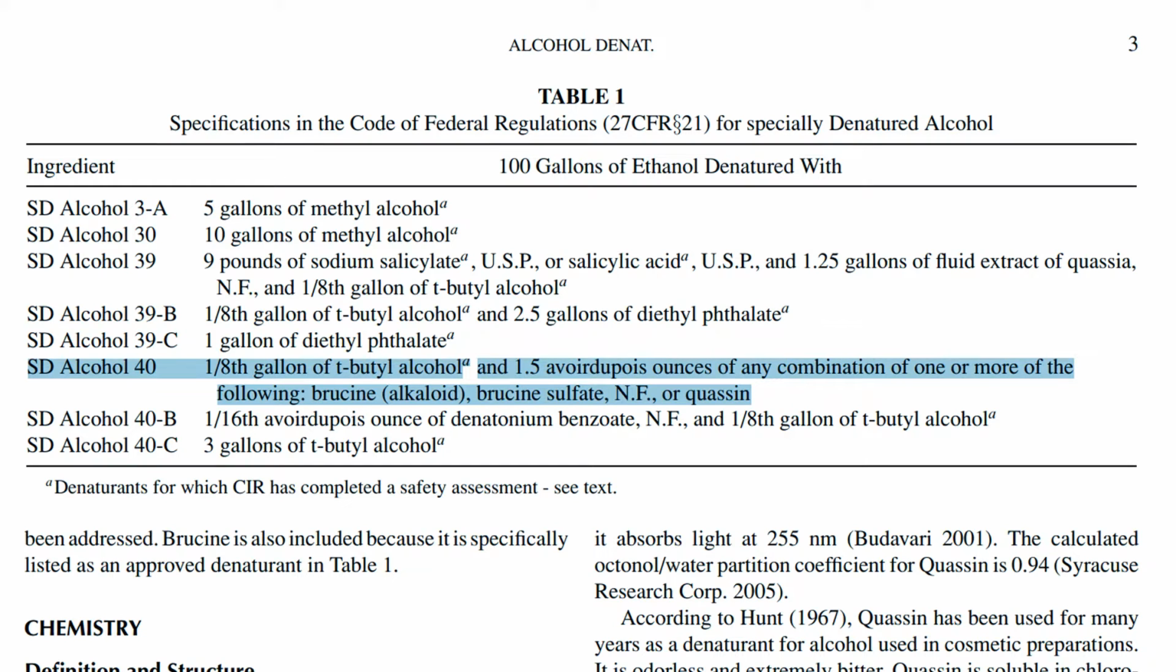SD alcohol 40 requires 1/8 of a gallon of T-butyl alcohol and 1.5 avoirdupois ounces of any combination of one or more of the following: brucine alkaloid, brucine sulfate, NF or quassin. Now this is the part of science where it becomes very difficult to relate in easy to understand terms, because this is quite complex. Spoiler alert, chemistry is quite complex. So because of the complexity of this paper, I'm just going to focus in on those two alcohols and how they relate to our safety.